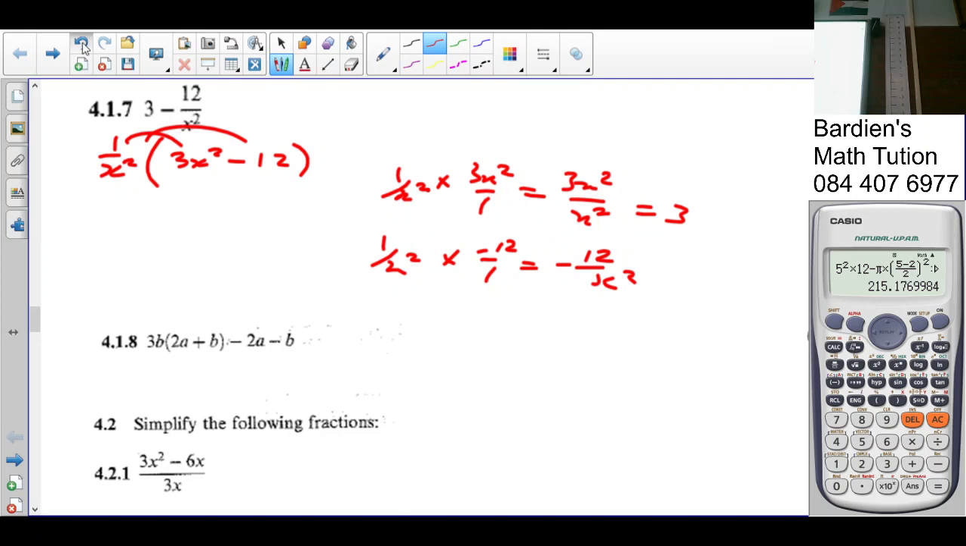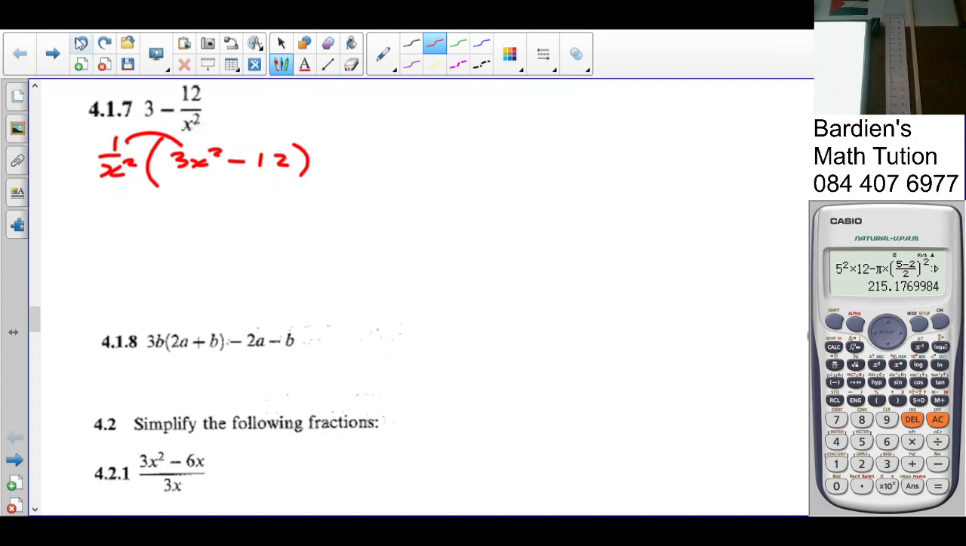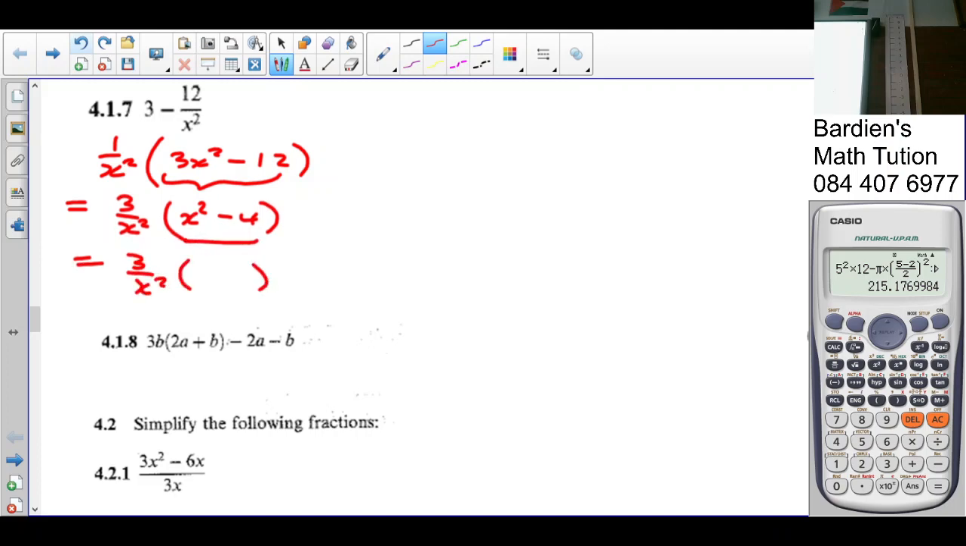Okay? So what do you notice inside the bracket here? We have a common factor of 3. So it's 3 over x squared into x squared minus 4. What type of factorization then? Difference of squares. So it's going to be x plus 2, x minus 2. Okay? Or, I could have found an LCM first.